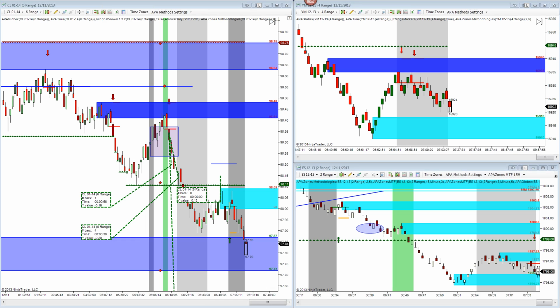Oh yeah, you can do range charts on TradeStation.